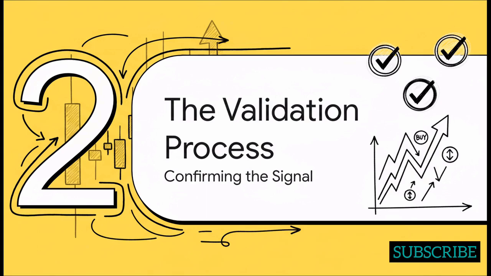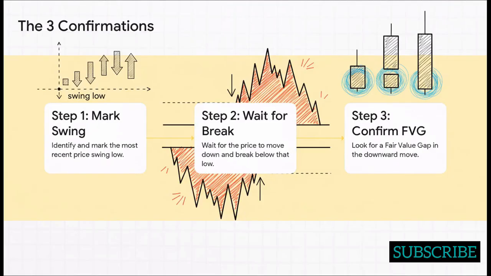So let's say the location is perfect. It's right in that supply zone. Do you trade it now? Nope, not yet. Now comes the validation process. We need to wait for the market to give us three very specific confirmations that this signal is for real. And these are the three steps. This little process is what transforms a simple candle into a high-probability trading setup. This is how we stop guessing and start planning.